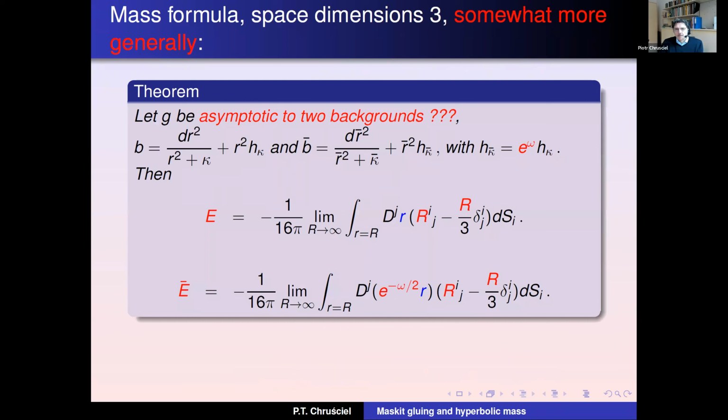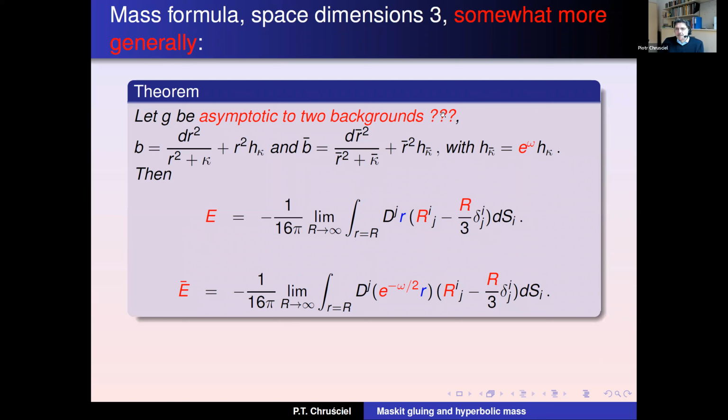So this is our theorem, right? Which tells you how the mass changes. So we have two backgrounds, one with one constant kappa, the other one with a constant kappa bar. The initial mass was this. The new one is this, right? And we used kappa equals 0 and kappa bar equals -1 before, but this works quite generally. Now here, there's a question mark, right?